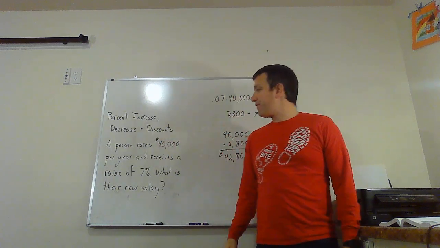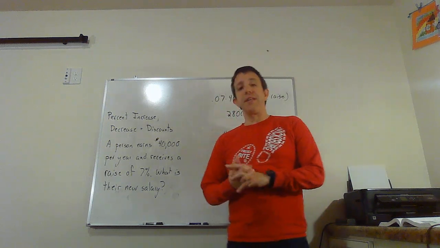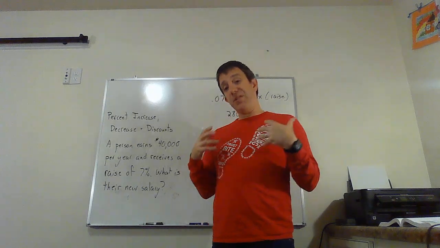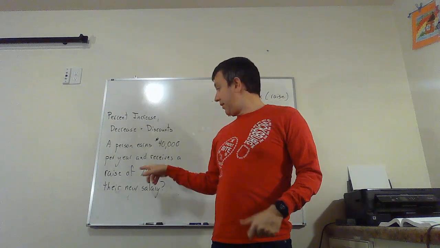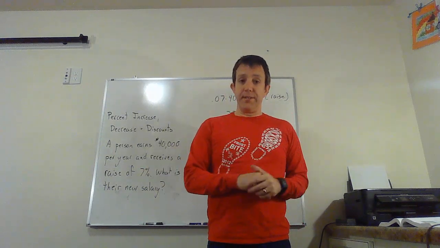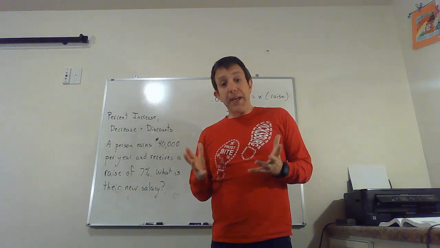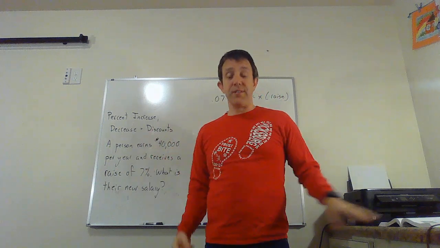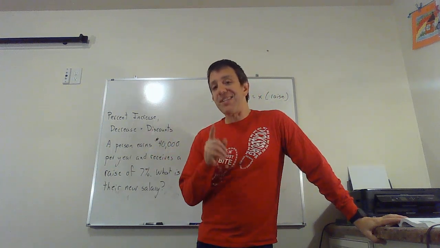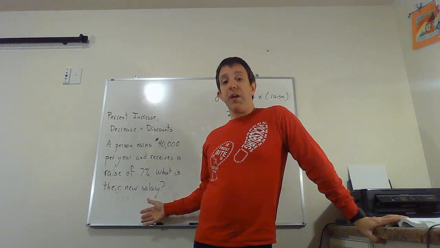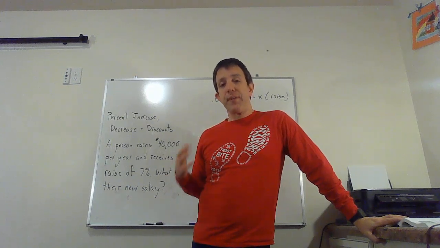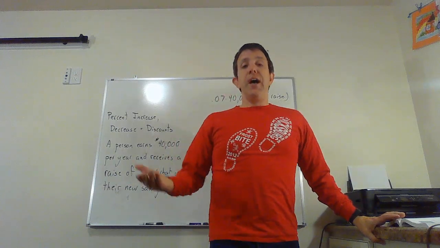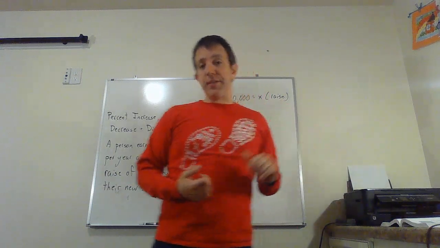It says a person earns $40,000 per year and receives a raise of 7%. What is their new salary? Okay, so here's the thing. The 7% here represents the amount of their raise. So we can find that, and that's going to be pretty easy. If you can do the other percent problems, you can do this. It's just the same thing. But that's not where we stop, because we want their final salary. So at the end of this problem, we're going to add that raise onto the original salary. So let's take a look.